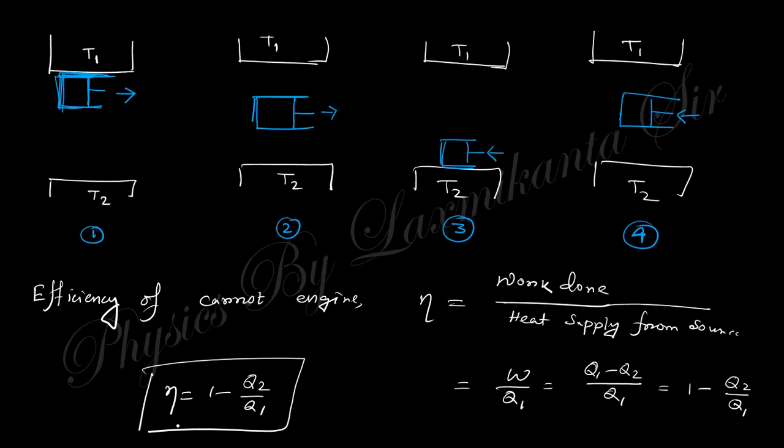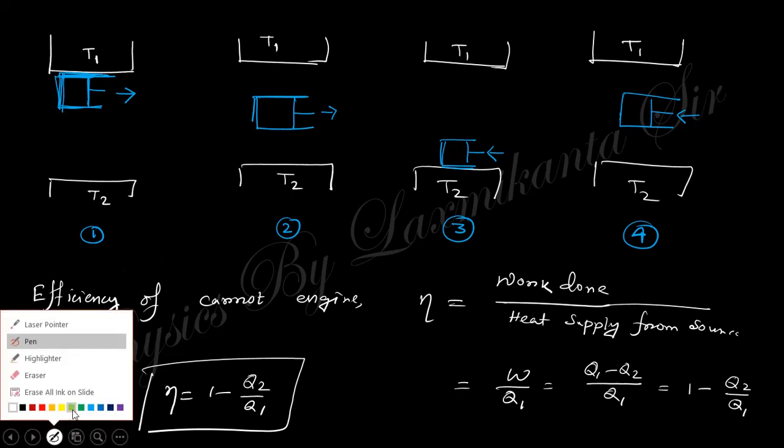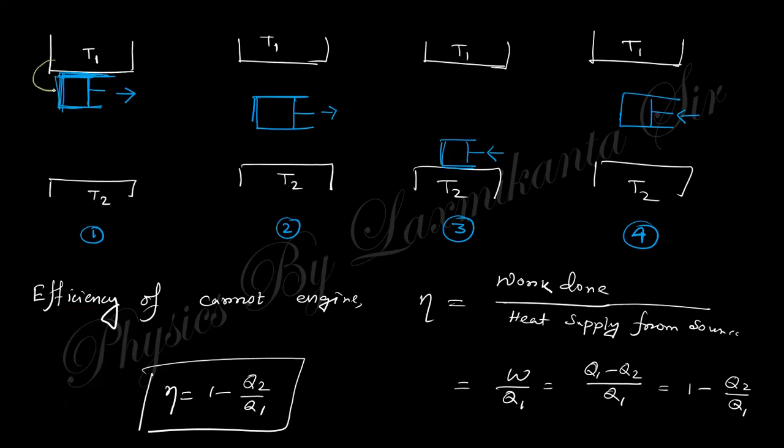Now if you want to replace Q1 and Q2 in terms of T1 and T2, you can see here that the heat transferred from temperature T1 to this body is Q1, and during this process the heat is Q2. During this process Q is 0, because this is an adiabatic process.